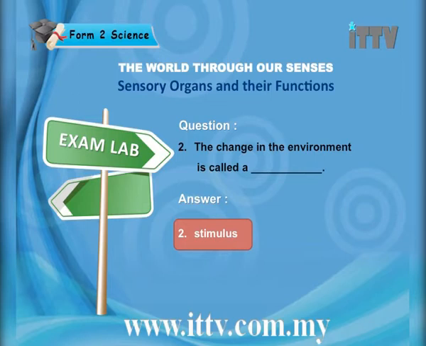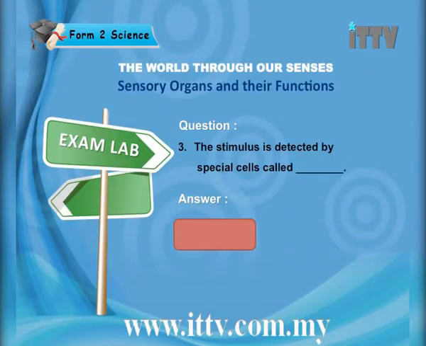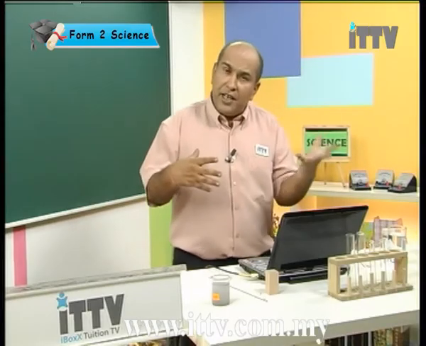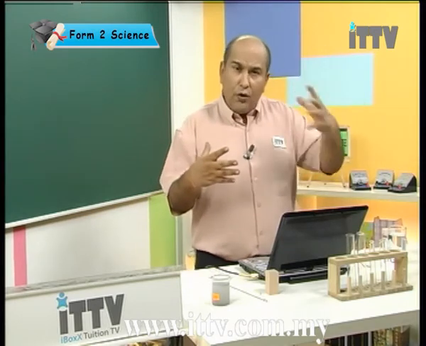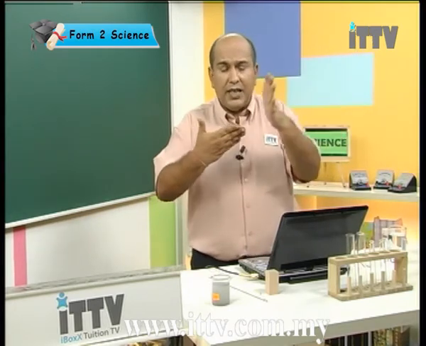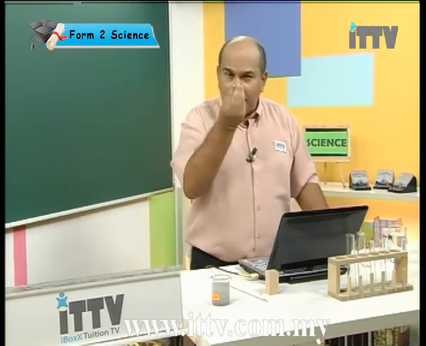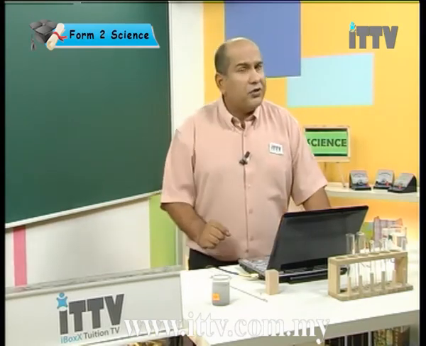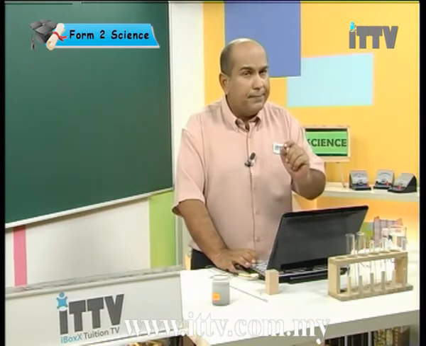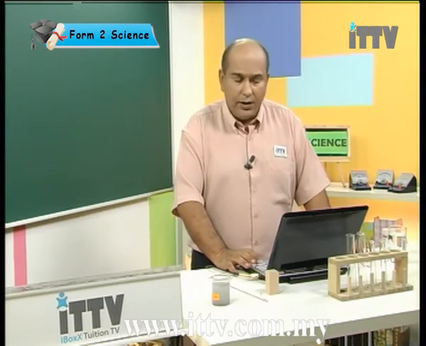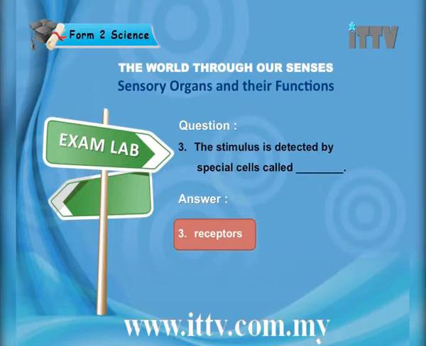Let's try a third question. The stimulus is detected by special cells called what? So remember, you have a change in the environment. This is called a stimulus. When the stimulus comes into contact with us, we detect it. We detect it using special cells that are called, let's find out what they're called, receptors. The stimulus is detected by special cells called receptors.